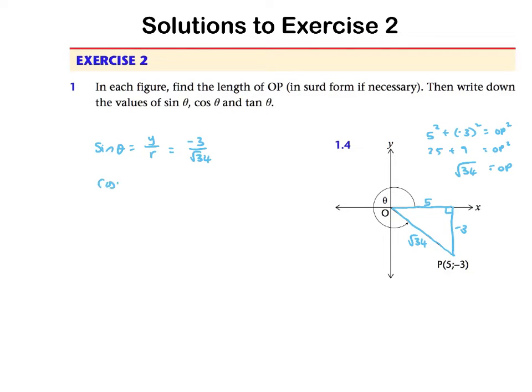And we've got cos theta, which is equal to x over r. X is equal to 5, and r is equal to the root of 34. Again, that r should be positive, no? And then tan theta is equal to opposite over adjacent, y over x, and that is equal to negative 3 over 5. Okay, so there are those ratios, and again you can see that sine is negative there, tan is negative, remember cos is the one with a positive ratio in the fourth quadrant.